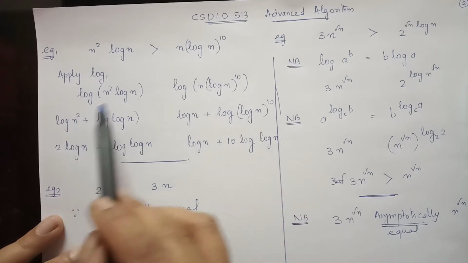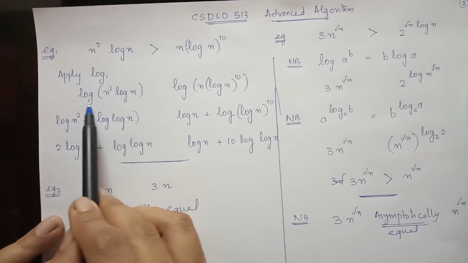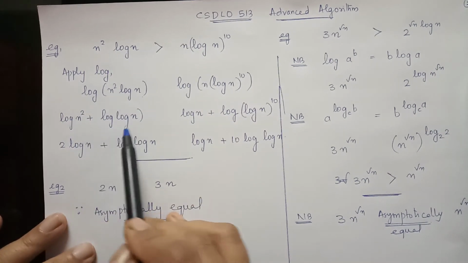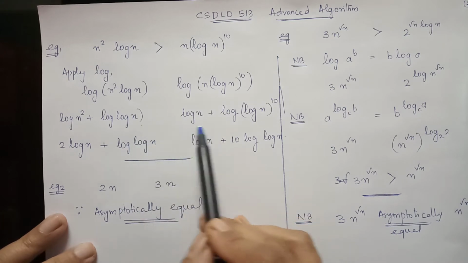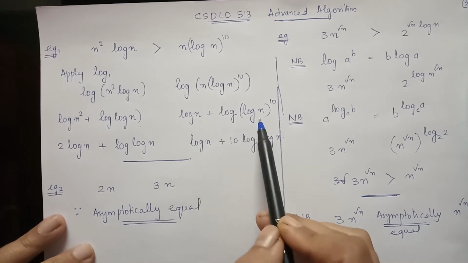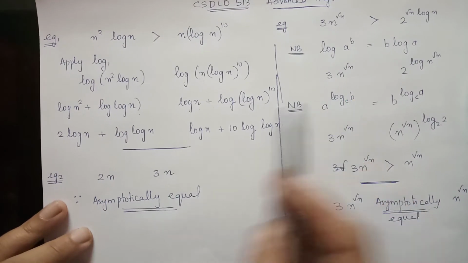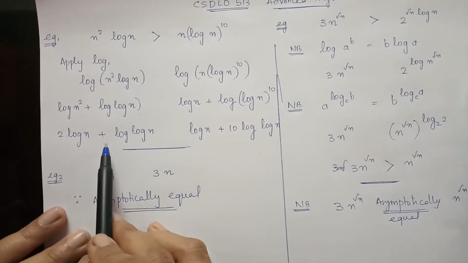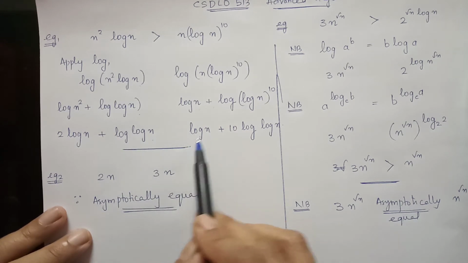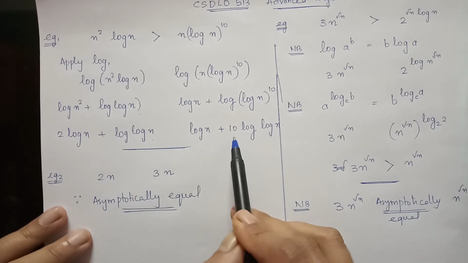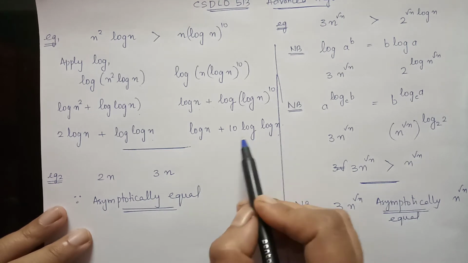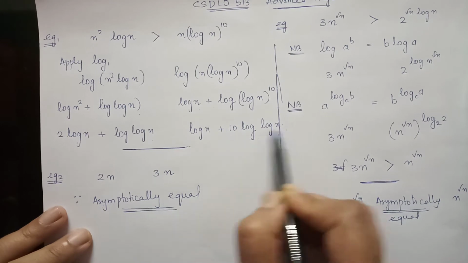Okay, so here we can rewrite it as log n square plus log log n, and this can be rewritten as log n plus log log n raised to 10. So here we got 2 log n plus log log n, right? And here we'll get log n plus 10 log log n. Okay, so here log log n is a very small value.